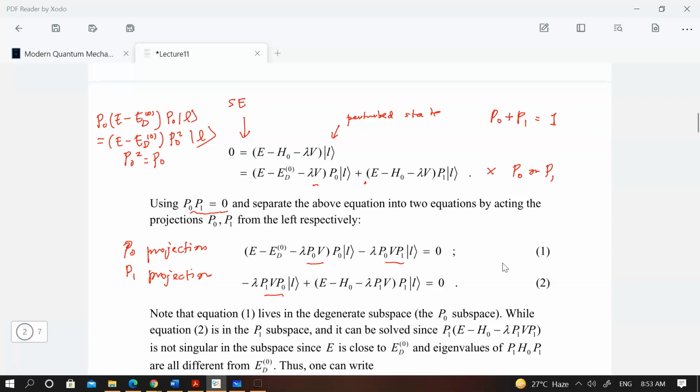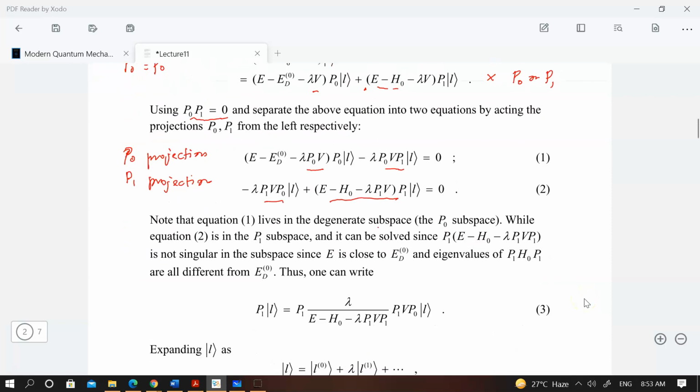P1 will be commuting with this E minus H naught, but it will not commute with V there. So in other words, we are left with this thing. Okay, so you get two different equations coming from the projections into two different subspaces. One has to remember the first equation is actually on the degenerate subspace, or the P naught subspace for short, and equation 2 is on the P1 subspace.